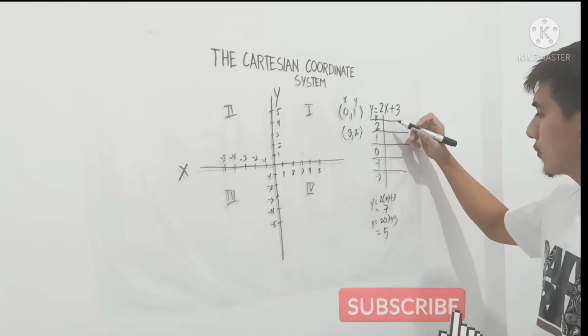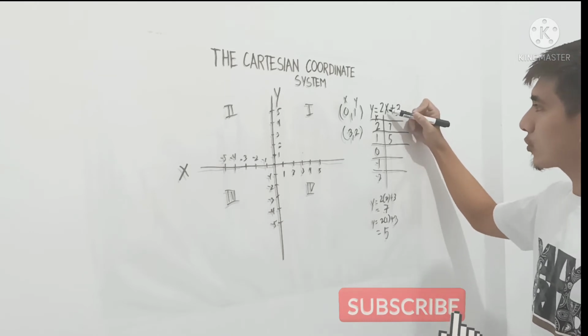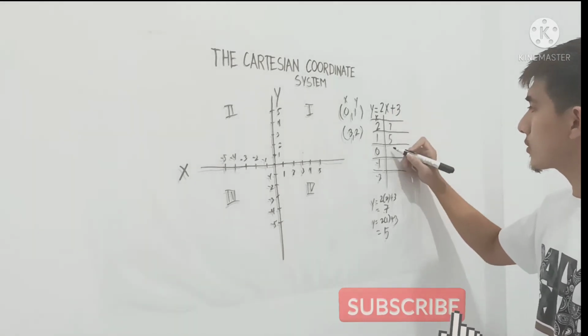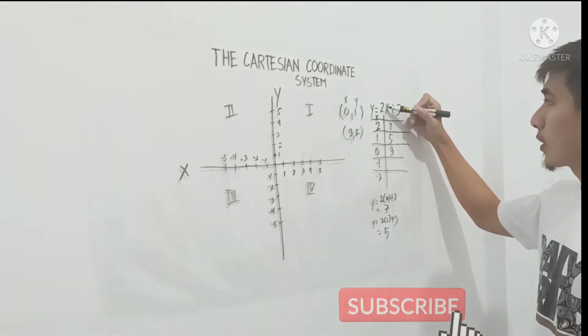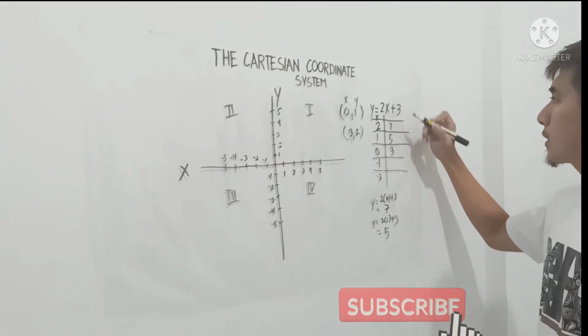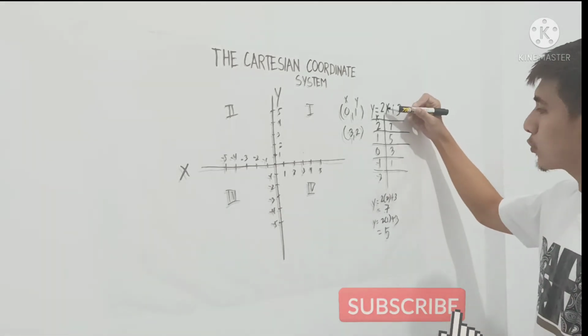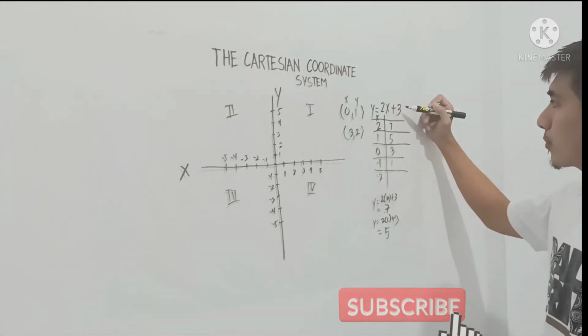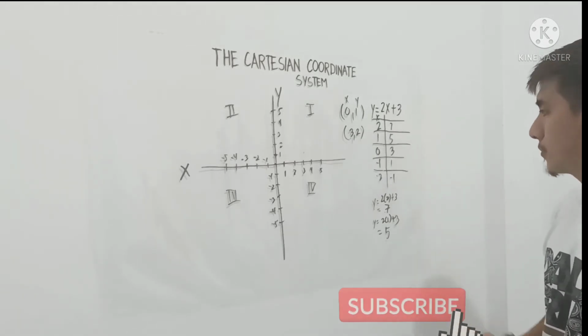So, if it's 2, 7. If the value of x is 1, 5. If the value of x is 0, 2 times 0 is 0, plus 3, so 3. And then, sa negative 1, negative 2 plus 3, so 1. And then negative 2 times 2 is negative 4 plus 3, so negative 1.